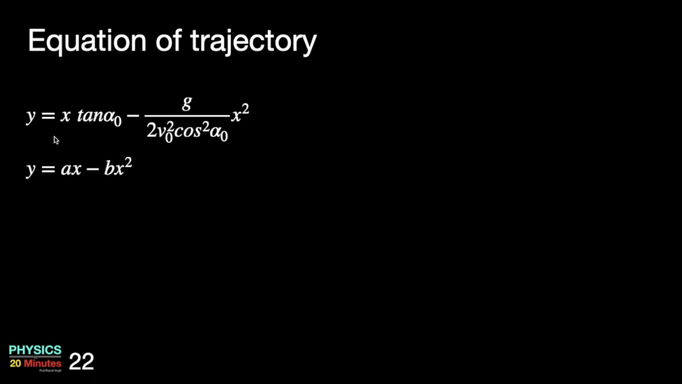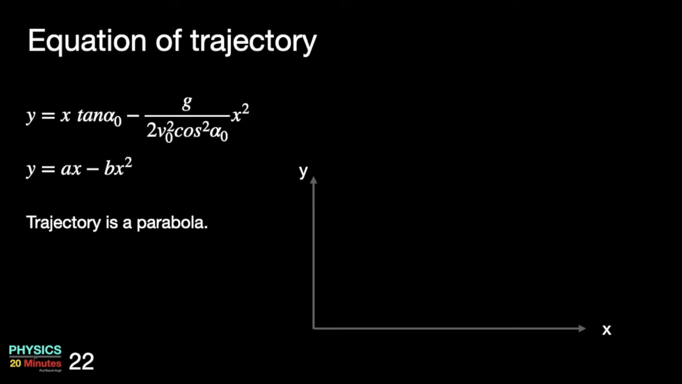What is the type of this equation? How would this equation look when you plot it on graph paper? When you plot this equation on graph paper, it will look like the equation of a geometrical shape which we call a parabola, and therefore the trajectory is a parabola. So if I have an x-axis and y-axis, and you project a particle in air, the path that it will follow will look somewhat like this, which is nothing but a parabola or a parabolic path.